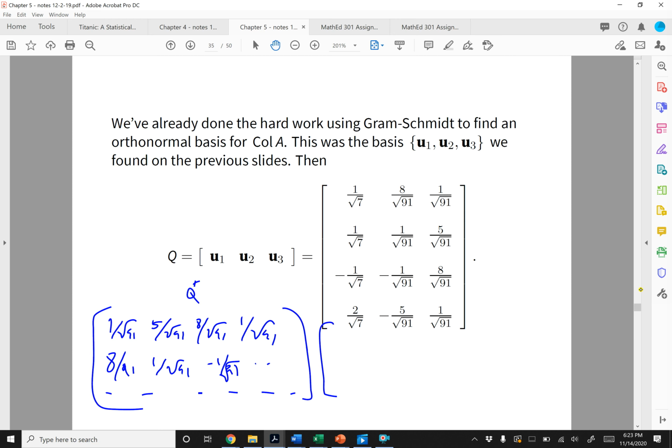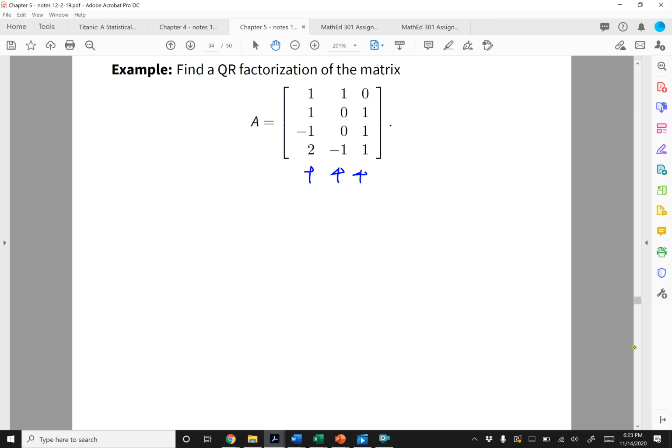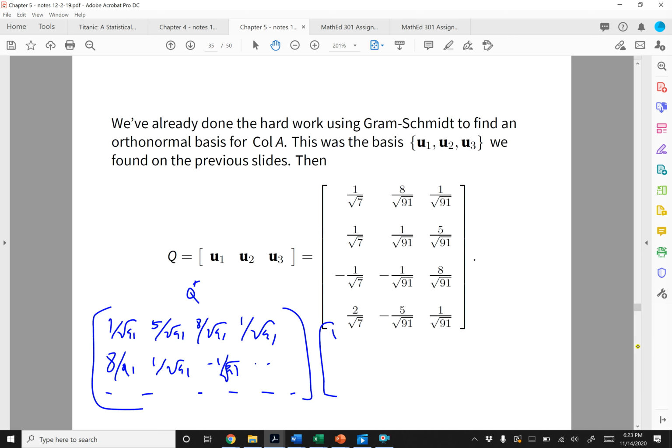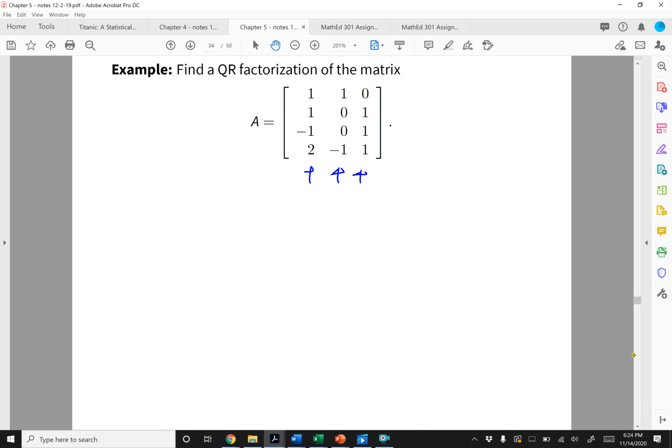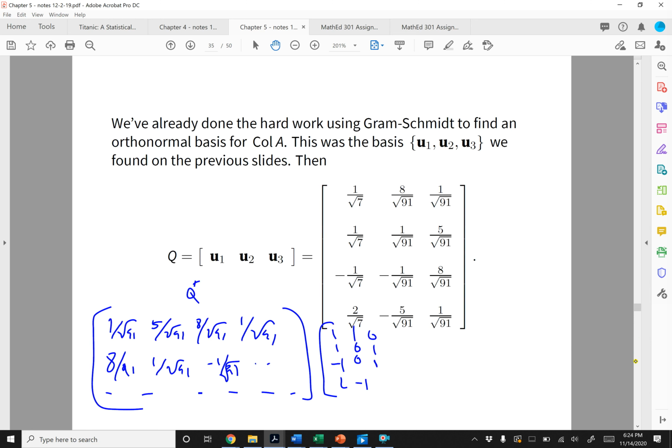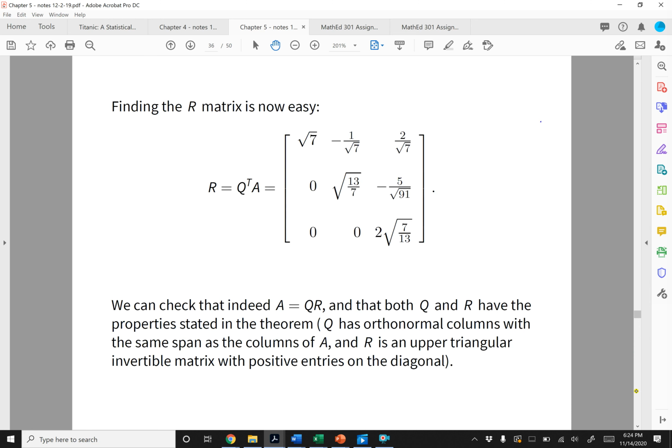And A was this matrix: 1, 1, minus 1, 2, 1, 0, 0, minus 1. The last one is 0 and 3 ones. Okay, so now if we do this multiplication, you do end up with an upper triangular matrix, and it turns out to be this upper triangular matrix. We're not going to go through and do the multiplication. If you go back and multiply Q times R, it does equal A.